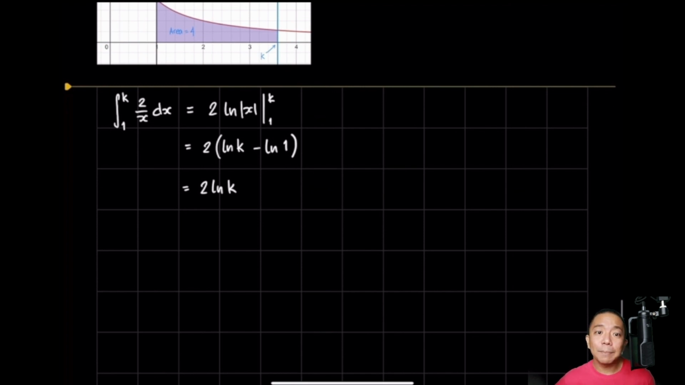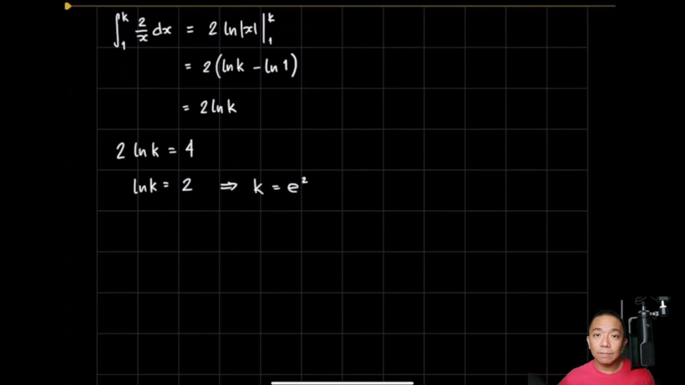At ano yung alam natin from the given? Alam natin na itong 2 times ln of k, this is equal to 4. So solving for k, we have ln of k is equal to 2 or k is equal to e squared. E is the Euler's constant, 2.718 something. And since this is a constant, we're done. Kasi yan na yung value nung k na kailangan natin.